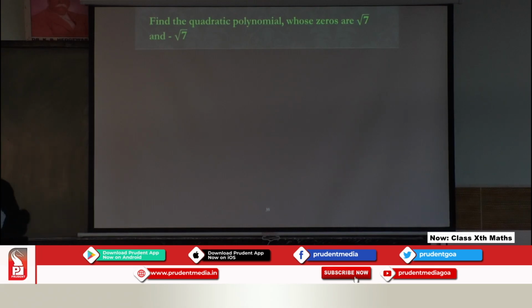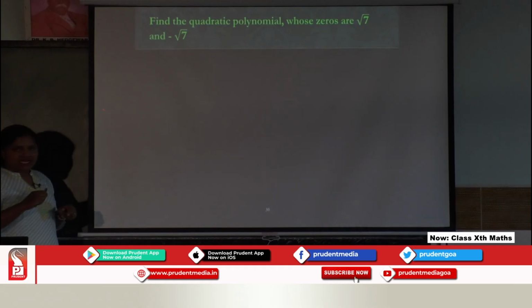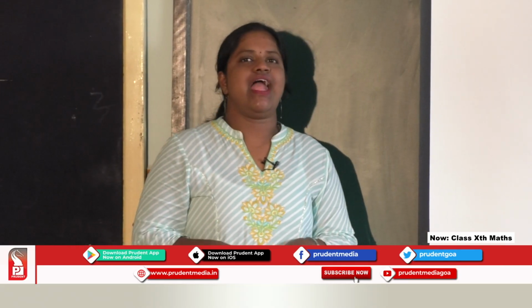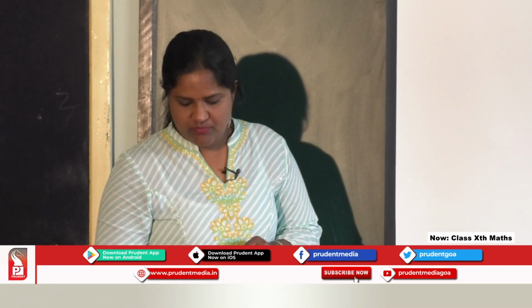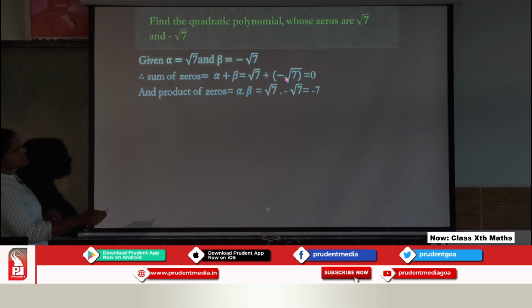So first, in order to find the quadratic polynomial, we are supposed to first denote this as alpha, this as beta, and then find what is alpha plus beta and alpha multiplied by beta. As given here, alpha is root 7, beta is negative root 7. Therefore, sum of zeros is alpha plus beta, which is root 7 plus negative root 7.